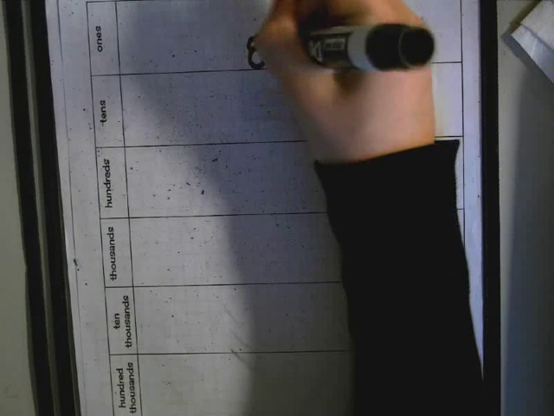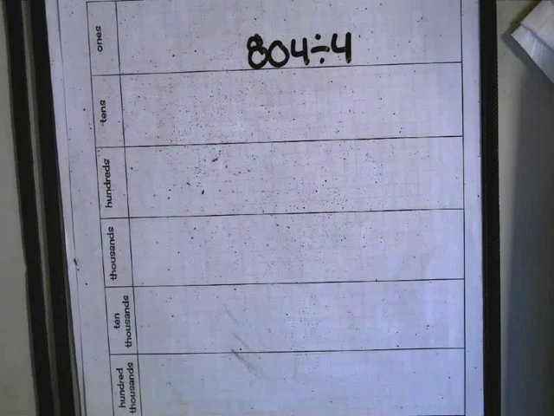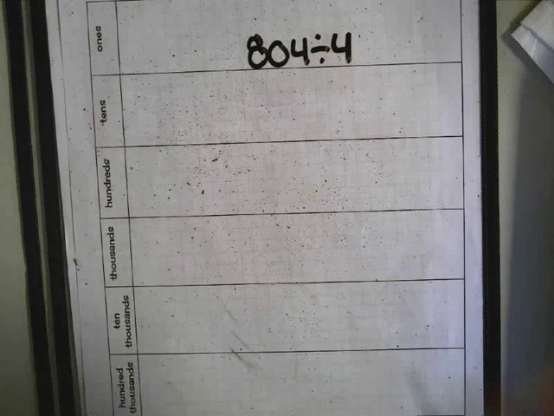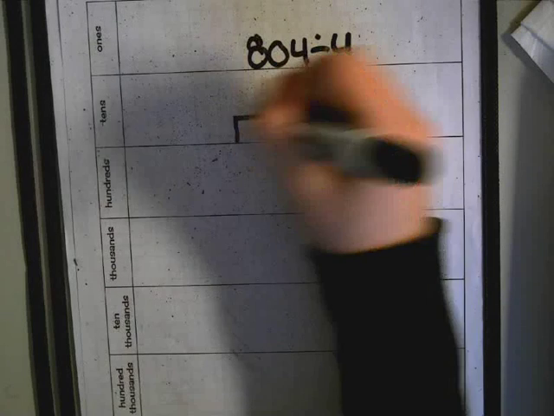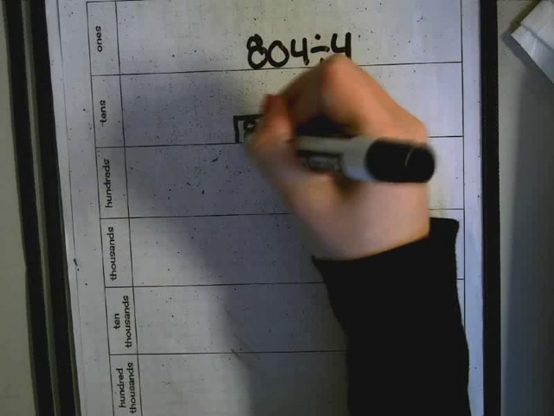First problem, we are going to do 804 divided by 4. All right, someone tell me how to set this up. What do I do? Jacob, what do I do? You draw the house, then you put 804 inside it, and then 4 on the outside.